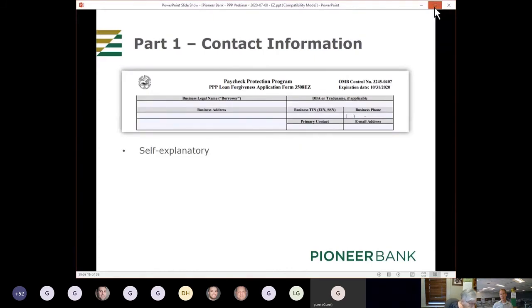All right, so first part is the contact information. In this part, I'm not going to spend a whole lot of time on because it is pretty self-explanatory. All it essentially is name, address, and contact information.